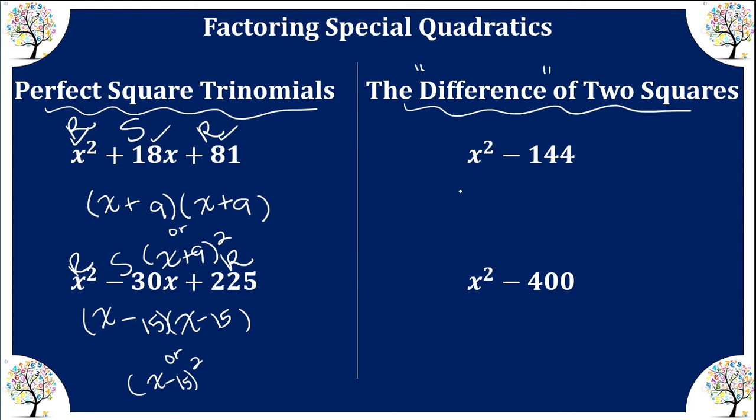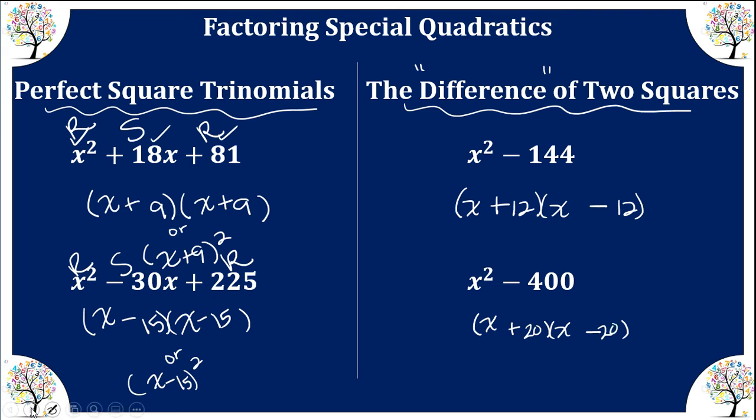So we're going to set it up, and we are going to have one binomial as plus and one as subtract. And we take the square root of x squared, and you take the square root of 144. And what makes the linear terms go away is that you have a plus 12 and a minus 12. Here we have a difference of two squares. One's going to be plus, one's going to be minus. The root of x squared, break it apart, and then the root of 400.